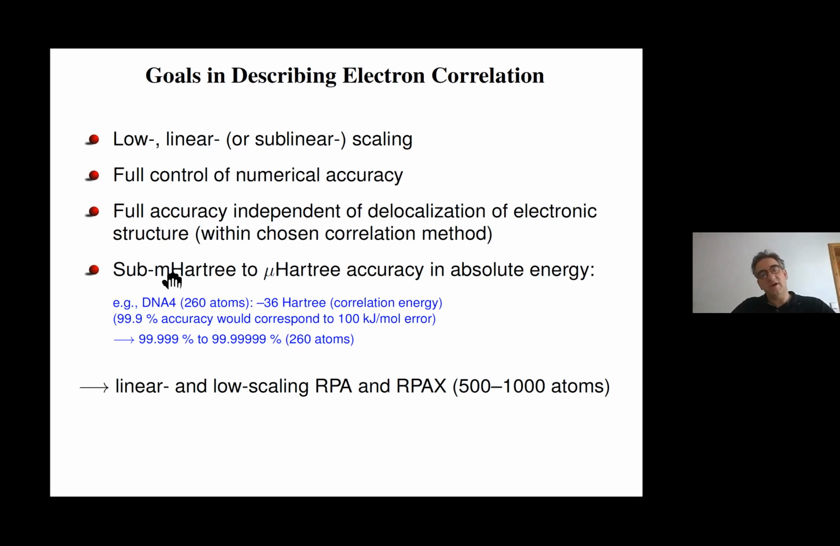And then we want to have accuracies of sub-milli-Hartree or micro-Hartree accuracy in the absolute energy. Just to give you an example, a DNA system with 4 stacked DNA base pairs, 260 atoms, the correlation energy is 36 Hartree. If we have an accuracy of 99.9%, then we would get an error of 100 kilojoule per mole. So it's a huge error. So we need really high accuracy if we don't want to rely on fortuitous error cancellations. So high accuracy is clearly what we want.